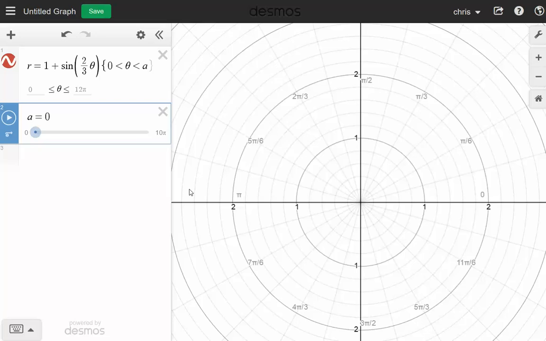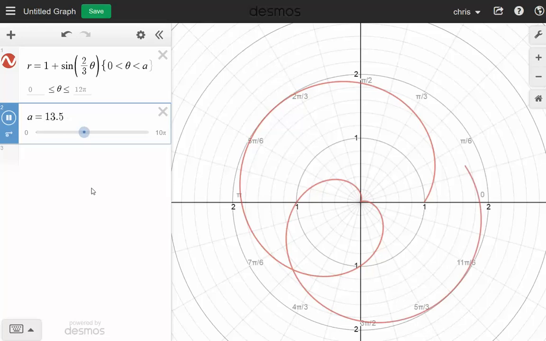Alright, so I put another example up here. r equals 1 plus sine 2/3 theta. Now I've changed my maximum a value to 10 pi. So let's start tracing this and see what it looks like. This one's a little more complicated.